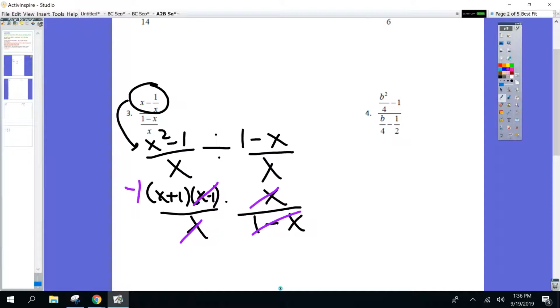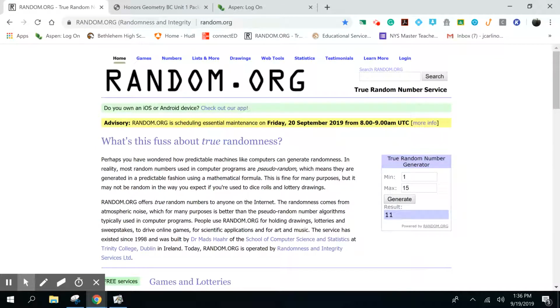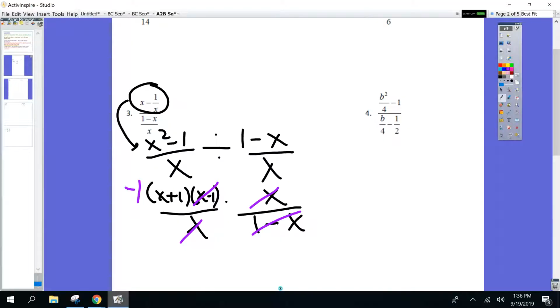X's go. Okay, what's left? What's left here, guys? Go ahead, 11. What's left? Okay, negative x plus 1. You can distribute it if you feel like it. And what's that? Over? Over 1. Yep.